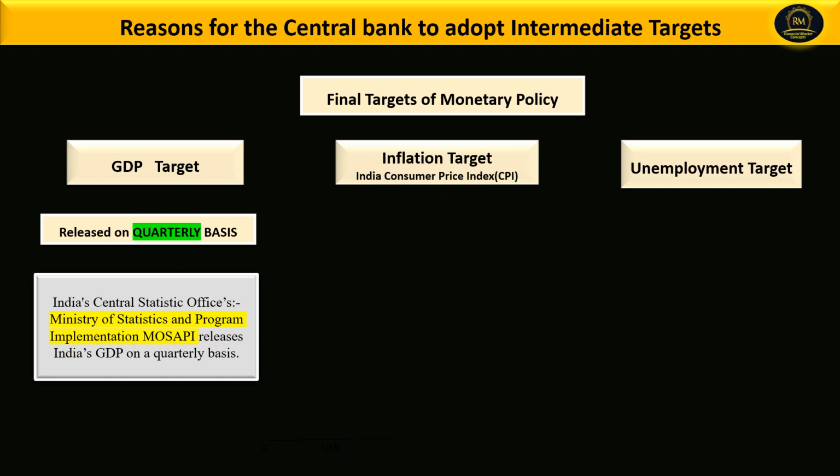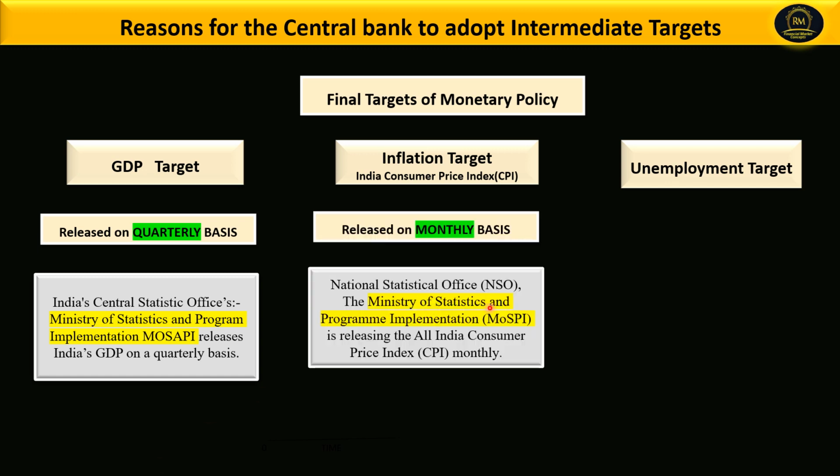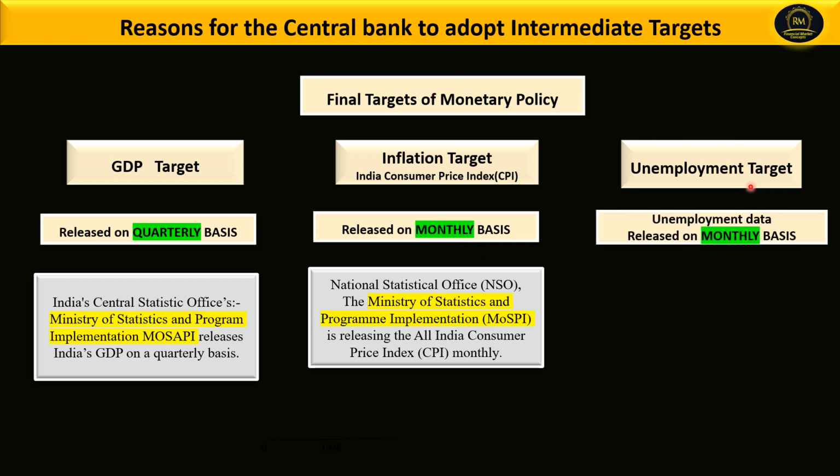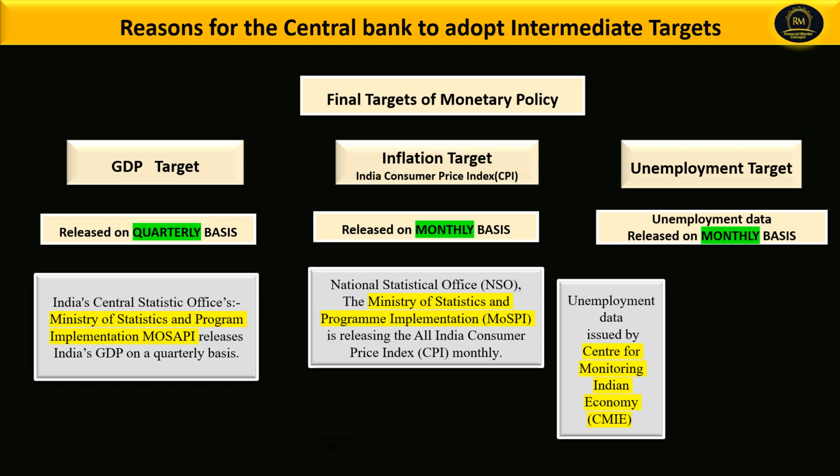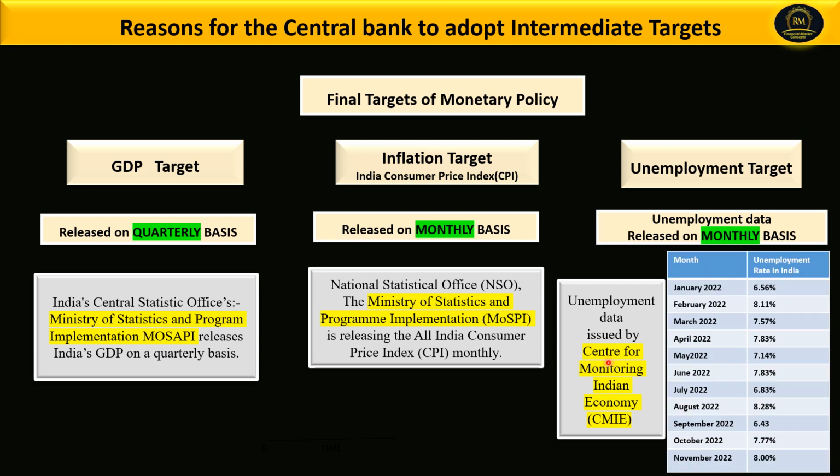If we talk about the inflation target, this data is released on monthly basis. That is, the Ministry of Statistics and Program Implementation releases the All India Consumer Price Index on monthly basis. And if we talk about unemployment, the data on unemployment is released on monthly basis by the Center for Monitoring Indian Economy. I have presented this data. You can see that from January 2022 to November 2022, the unemployment rate in India is published by this body on a monthly basis.